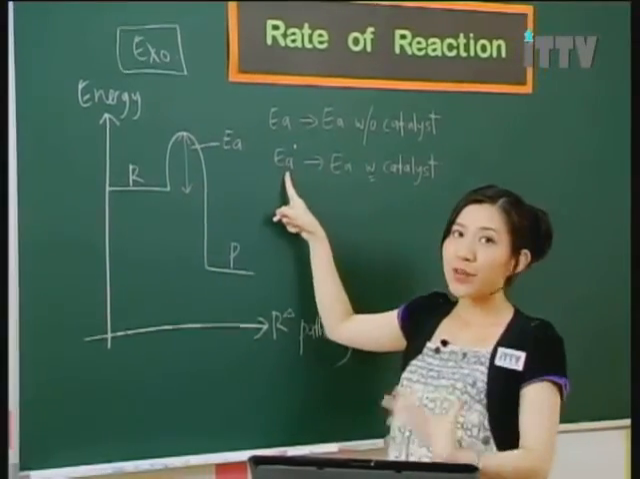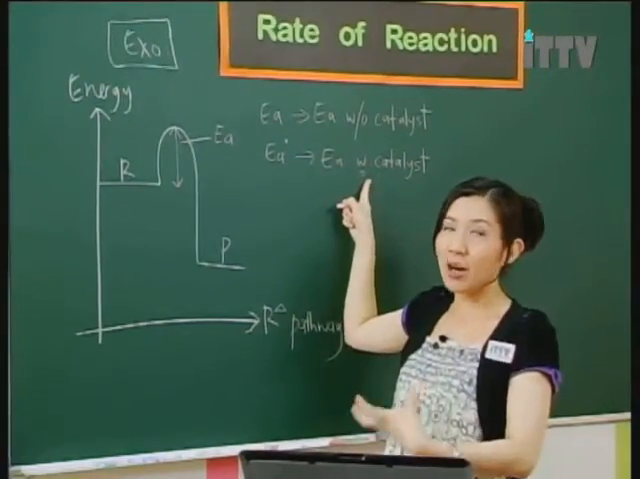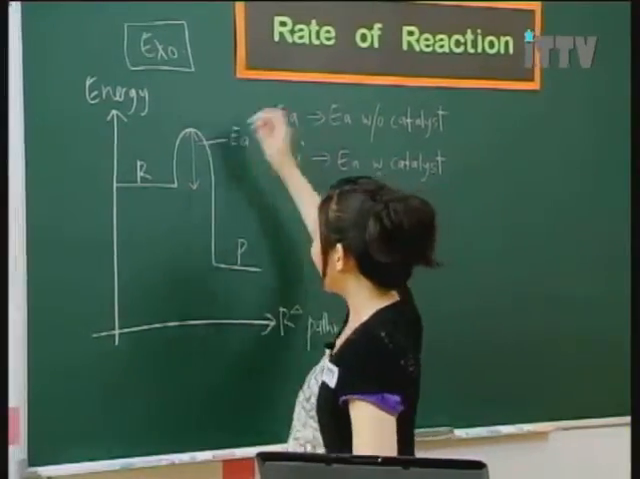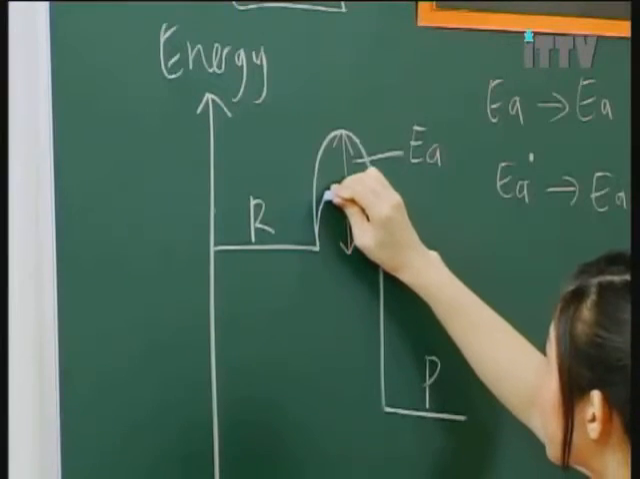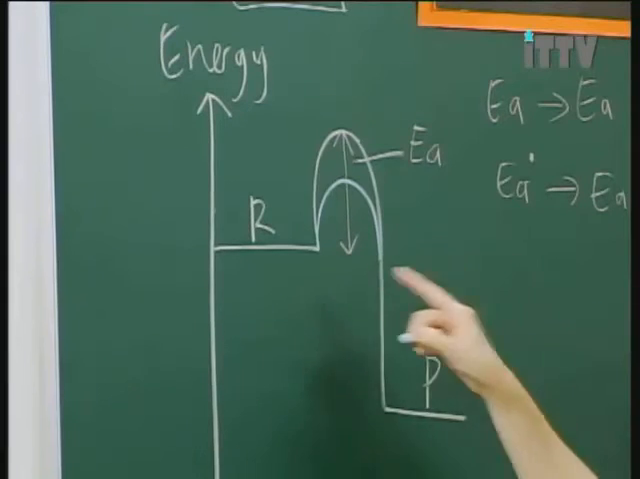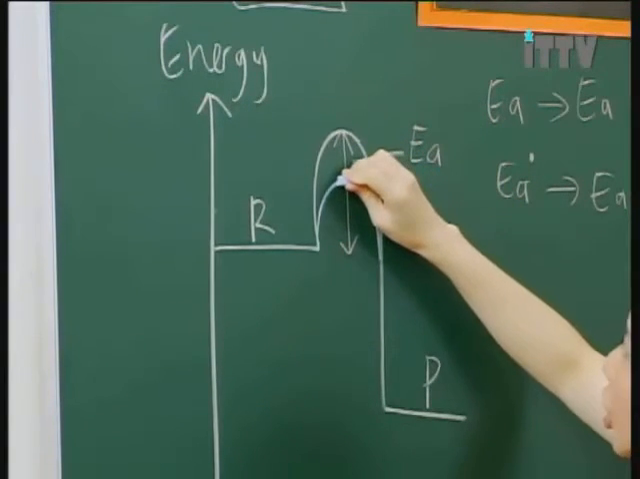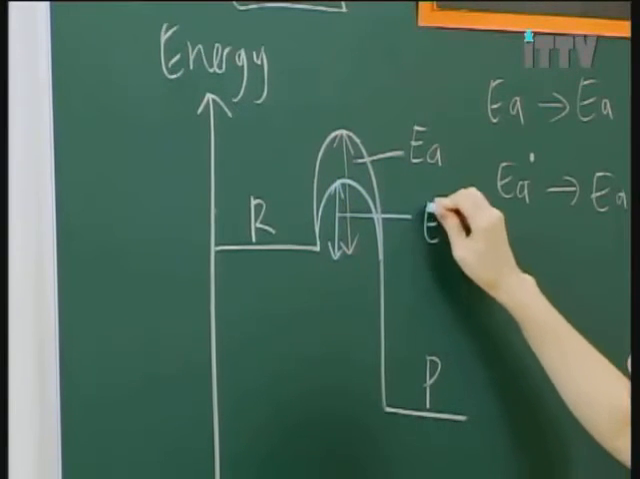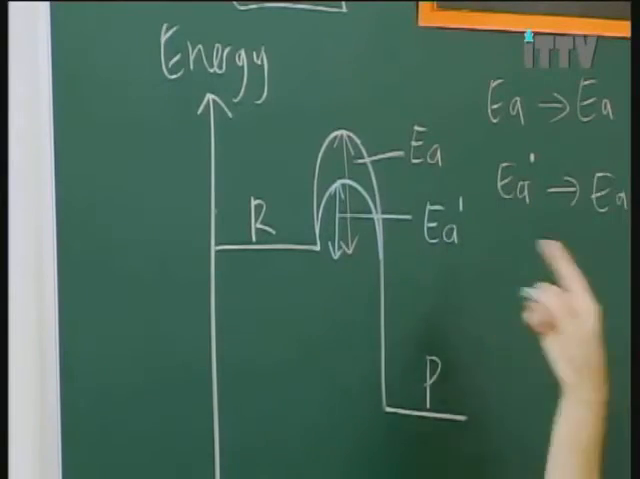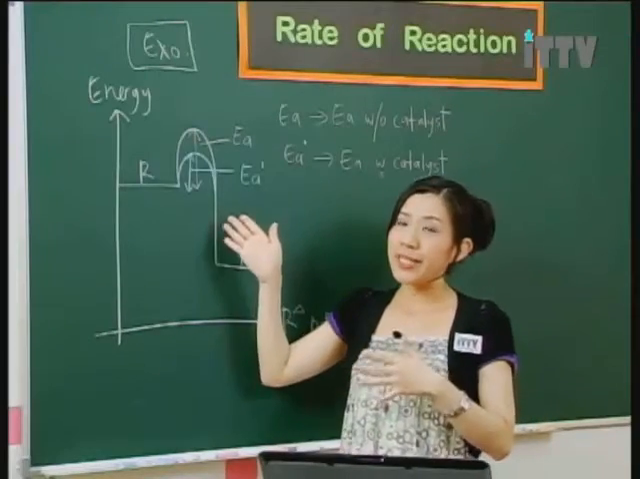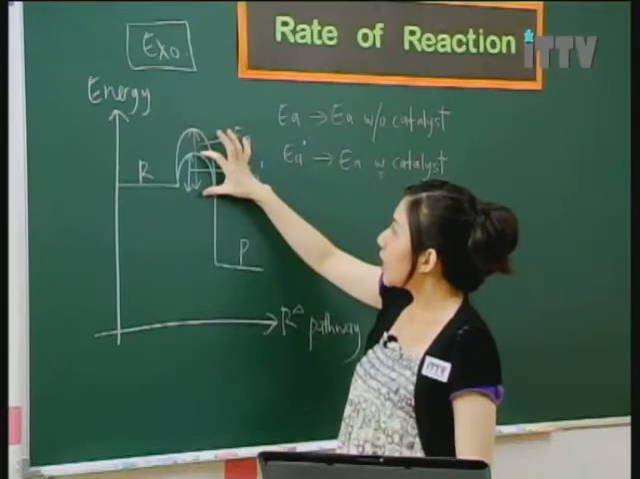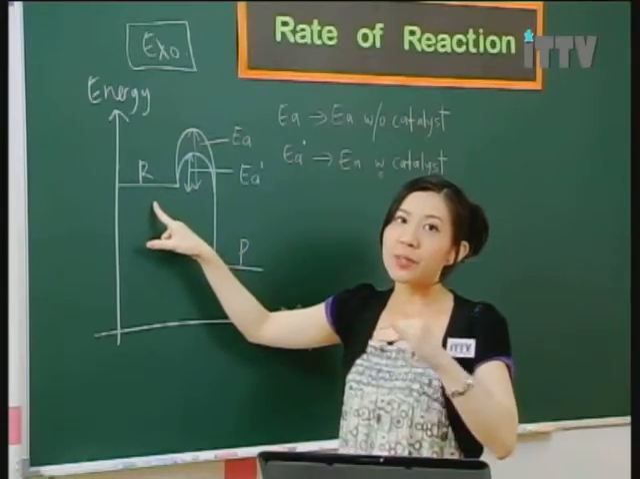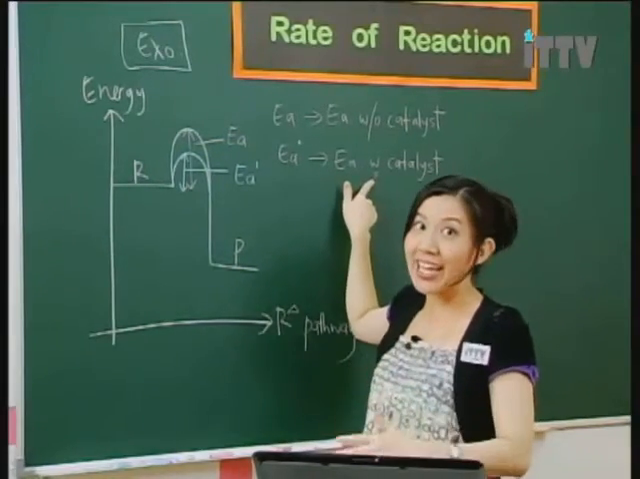How about the activation energy with the presence of a catalyst? I'll use a blue chalk to show the difference. Okay, so with the catalyst, the activation energy level is much lesser. So in blue will be EA prime. What you can observe from this would be that the activation energy level would be lesser if the reaction proceeds in the presence of a catalyst.